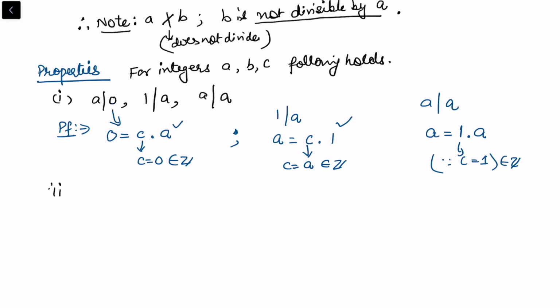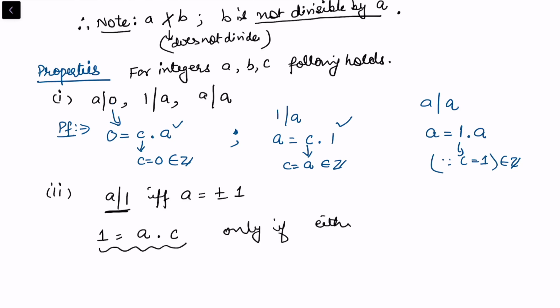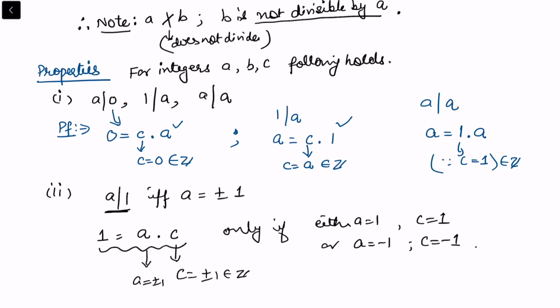Now for the second property: a divides 1 if and only if a is equal to plus or minus 1. By the definition, if a divides 1, then 1 should be written as a multiple of a, so there should be a times c. This expression is valid only if either a is equal to 1, and in that case c must also be equal to 1, or a is equal to minus 1, and in that case c must also be equal to minus 1. Selecting c to be plus or minus 1, which belongs to the integers, we can correspondingly select a as plus or minus 1. So a divides 1 means a has to be equal to plus or minus 1.